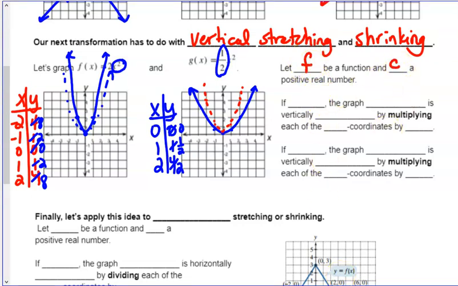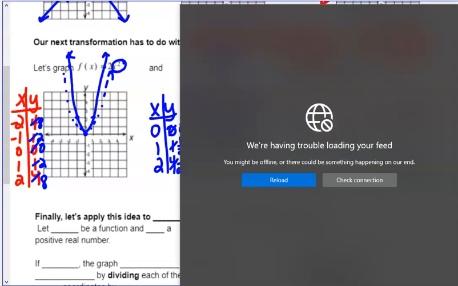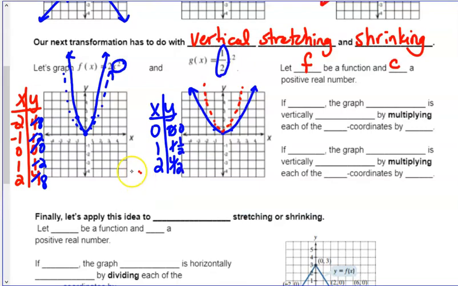If we have a function f and a c, which is some real number, then if c is bigger than 1, that means we're looking at this 2 over here. What did we do? We stretched that. The graph of y equaling c times f of x, notice the numbers on the outside, is a vertical stretch by multiplying each of the y coordinates by c.